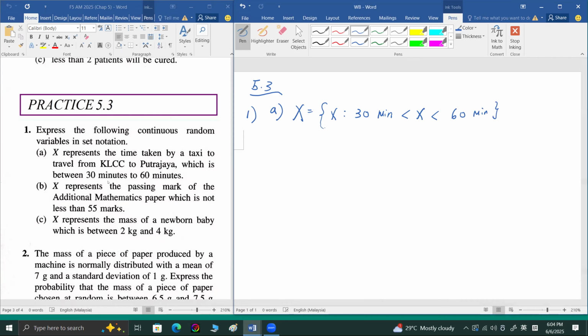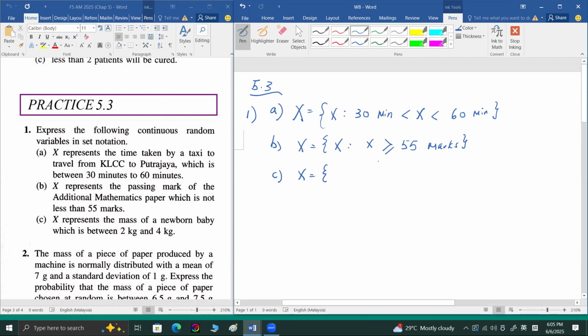Okay, so you see from here, one question said between. So between, we don't write or equal, yeah? Okay, what about B? X represents the passing mark of the additional mathematics paper, which is not less than. Not less than means greater or equal to, because not less than means including 55. So 55 marks. Okay, got it?